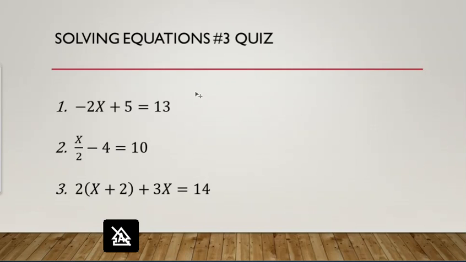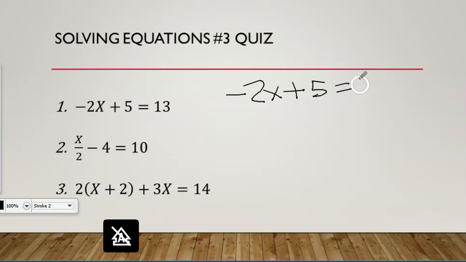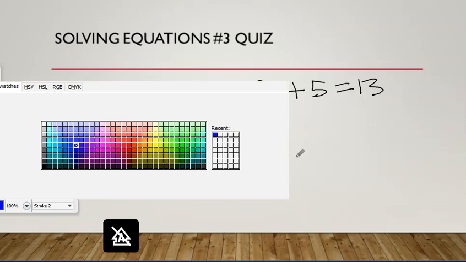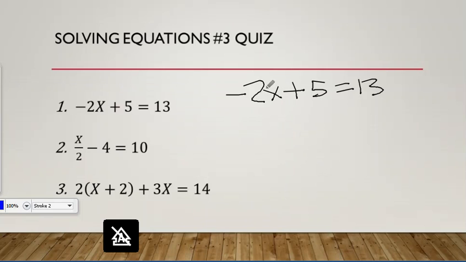Okay, the first one, negative 2x plus 5 equals 13. I'm going to go ahead and write this to the side here so that we have a little bit of space to solve. Negative 2x plus 5 equals 13. Remember, whenever you're solving an equation, your whole goal is to isolate your x. That means you want to get that x all by itself on one side of the equation. So here's my x right here.